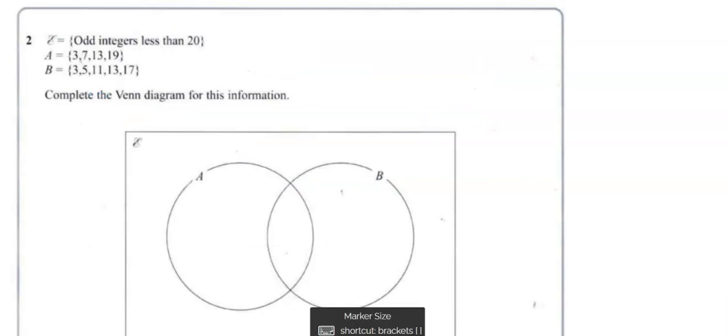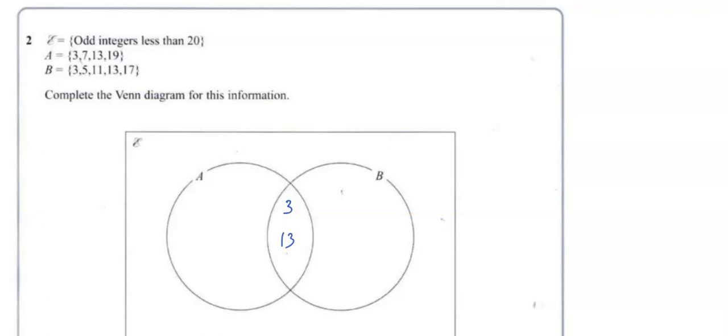In this question, we are concerned with a Venn diagram where the universal set is the odd integers less than 20. In A, we have 3, 7, 13, and 19. And so using the smaller set, we should check for which are in both. So we see in A we've got 3, and in B we've got 3. In A we've got 7, that's not in B. 13, that is in B. 19, that is not in B. And so I now have all of the numbers that belong in the intersection.